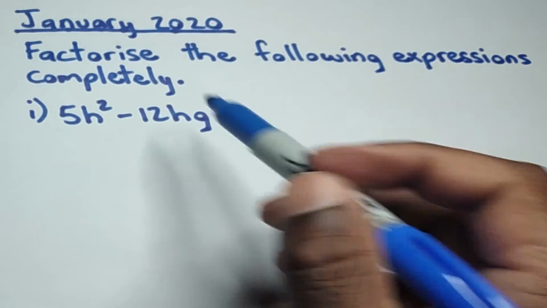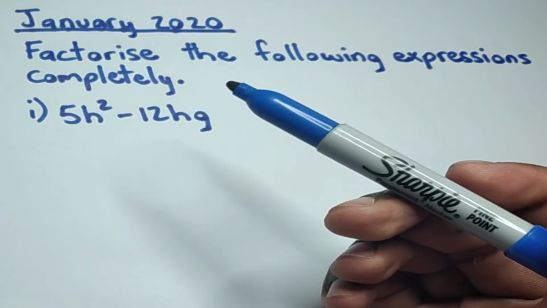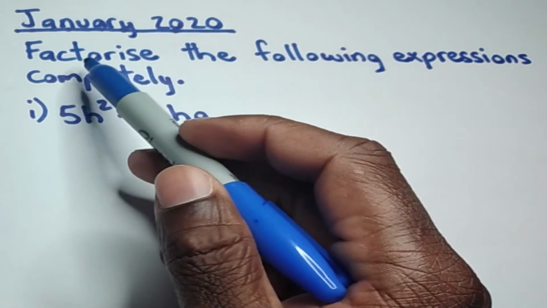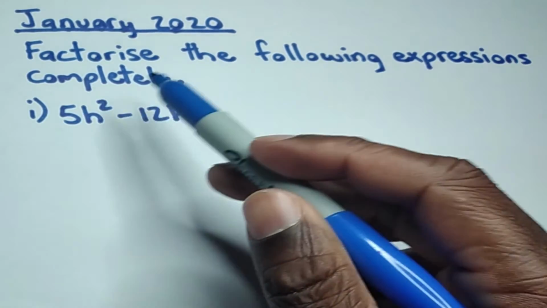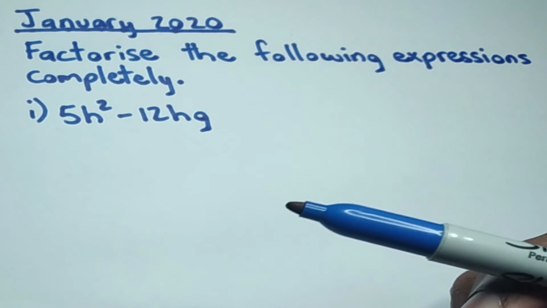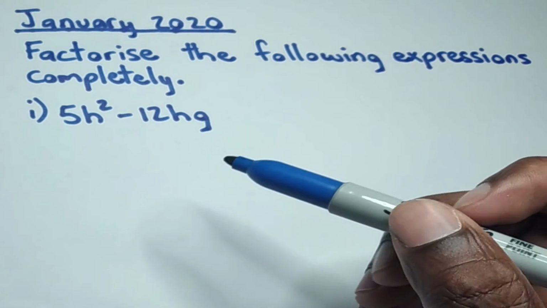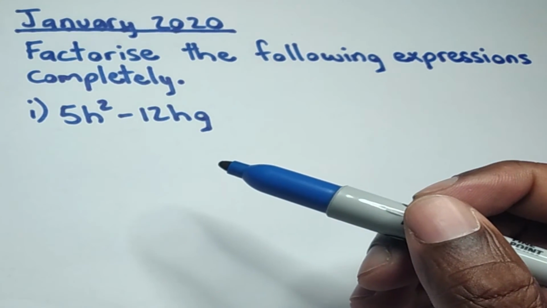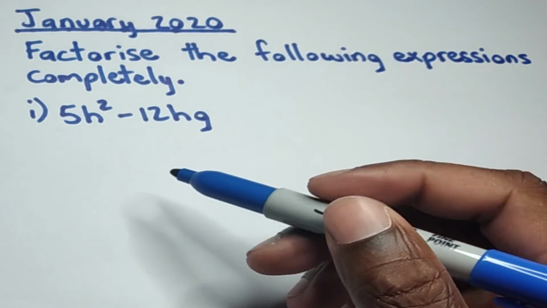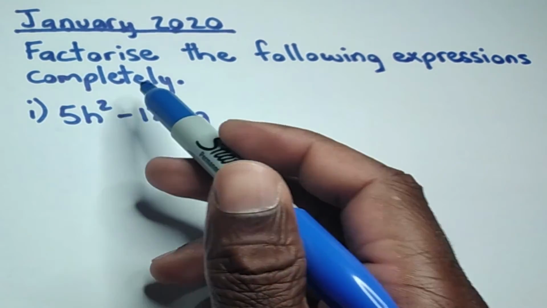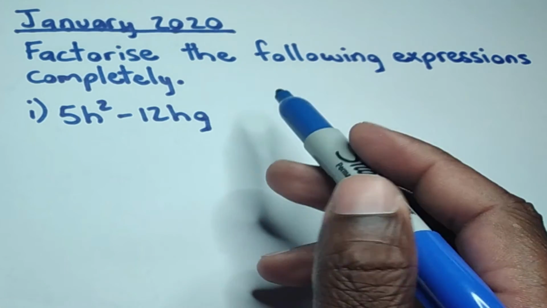So now we're looking at the January 2020 paper. And this asks us to factorize the following expressions completely. And there are 2 parts to this question. And as always, we're going to look at part 1 first. So here we have 5h squared minus 12hg.